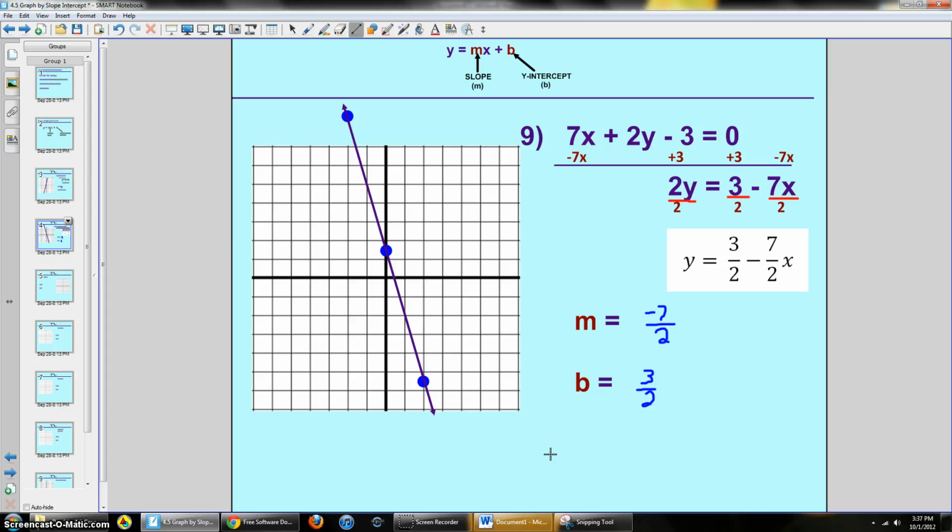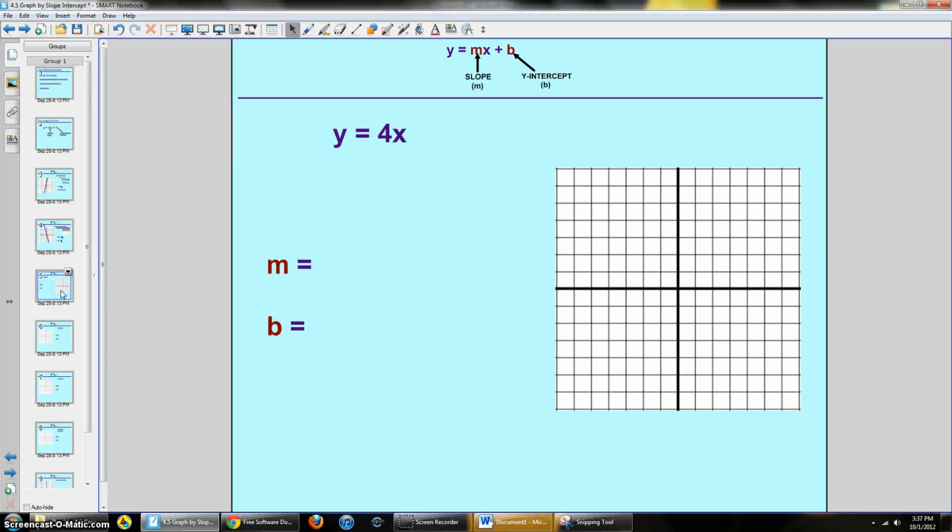So, the general idea here: solve for function form, solve for y, identify your slope, identify your intercept, use your intercept as your first point, and then move from there in order to get to your second point. You can make a third or fourth or as many as you need in order to finish up.